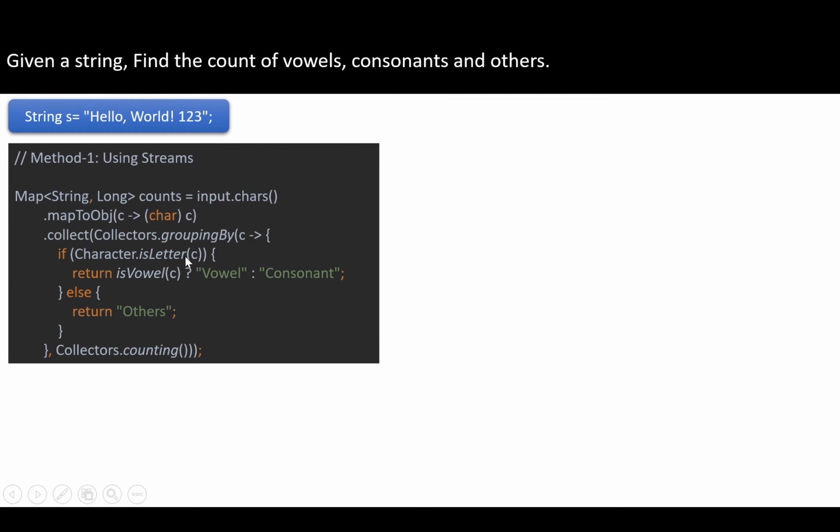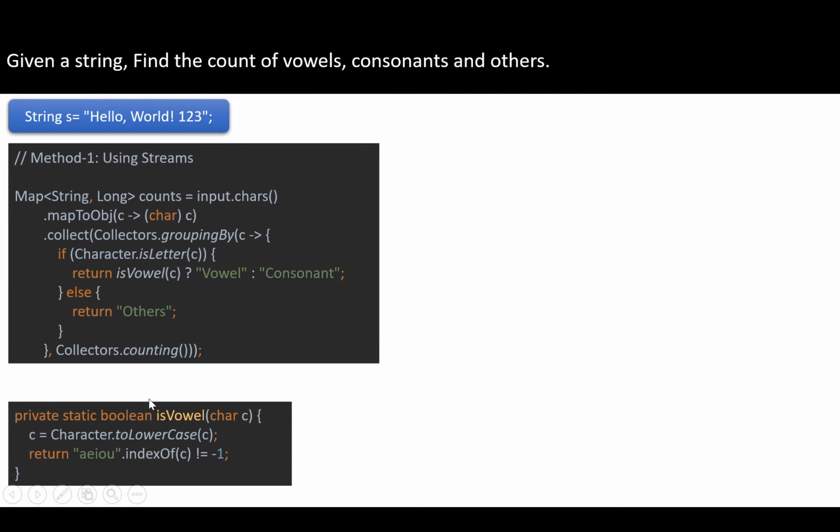If it is a letter, then we are going into this condition and we are checking whether it is a vowel or not. This is the method to check whether it is a vowel or not. We are sending the character as input, and by converting it into lowercase we are checking with these vowels. If the index of this character is not equal to -1, then that means it is a vowel, otherwise it is a consonant, and all other things will be considered as others.